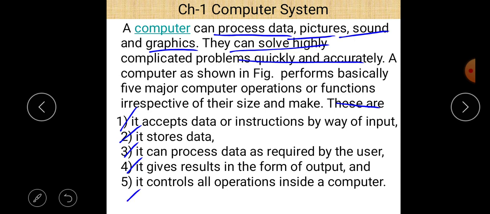So these are the 5 basic features or work of a computer system. So accept the data, store the data, process the data, give us the output, and control the data. So these are the 5 basic features of a computer system. And in short, we can say that the computer system is an electronic machine which accepts the data and gives us the output.